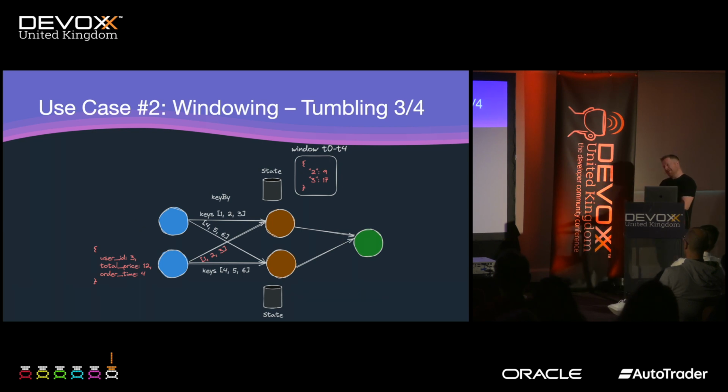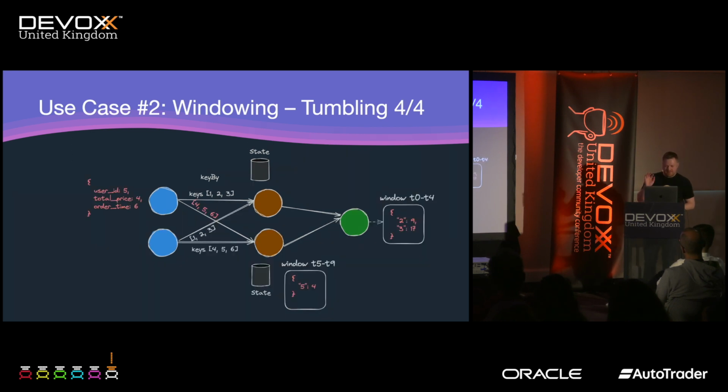We receive another message. This time it comes in on the subtask on the bottom. Again, it's for user ID 3, which means it heads up to the top one again because of the key space. In this case, we already have an entry for user ID 3, which was 5, and this total price is 12, so we add 5 and 12 to get 17. Yes, that was right.